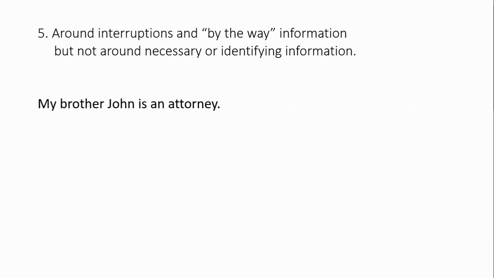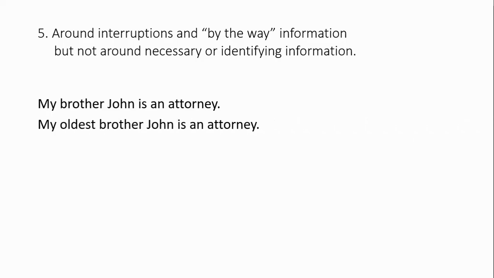Take a look at this one. My brother John is an attorney. Now the question is how important is the name John to the sentence? The sentence could certainly survive grammatically without John. It's a perfectly decent sentence for me to say, my brother is an attorney. But should we add commas in this sentence, my brother John is an attorney? Well, we ask ourselves, what is the name John doing in the sentence? Now, I am allowed to have more than one brother. I actually have 3. So if I don't tell you which brother, you don't know which brother I am talking about in the sentence. That means the name John is identifying which brother. So the second part of the rule is not around necessary or identifying information. No commas in this sentence.